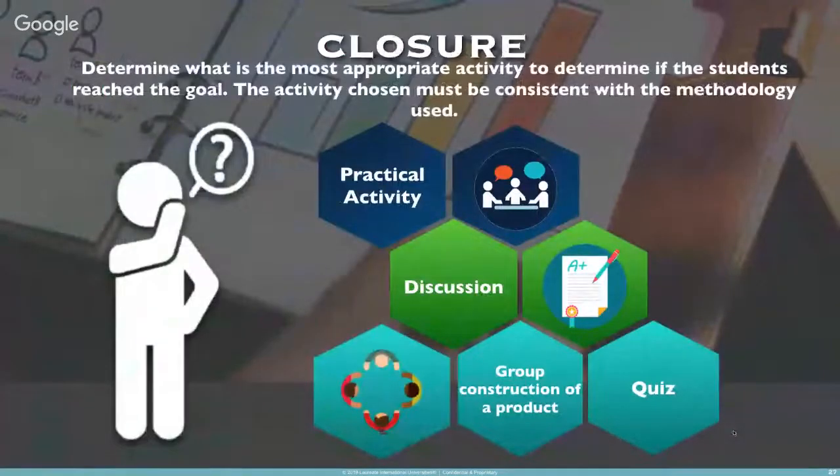Finally, to close a task training session, we need to propose some activity that will allow us to evaluate if students reached the learning objectives. And you can propose different things, okay? Practical activities, a rubric, discussion, quiz, depending, obviously, on the learning objectives, which are our starting point for everything.